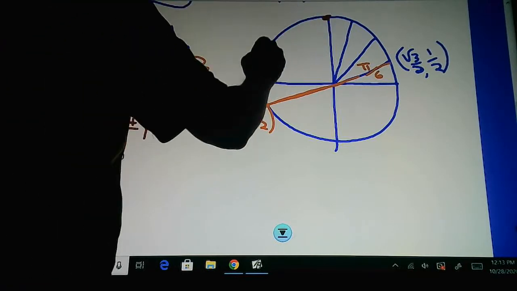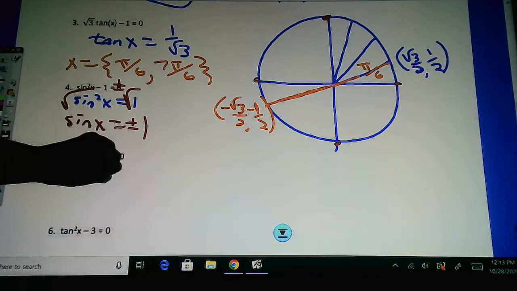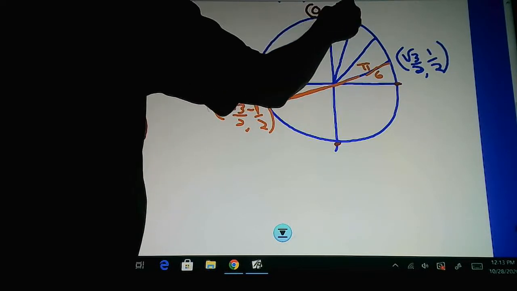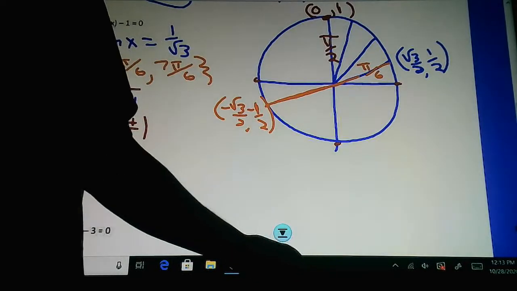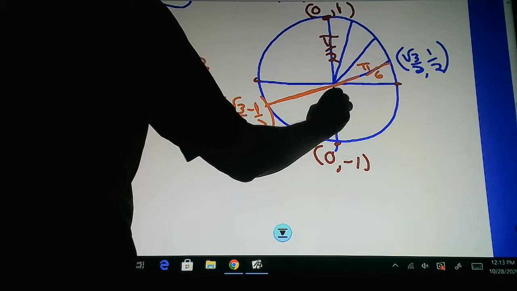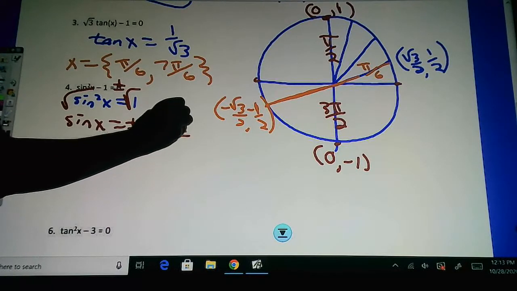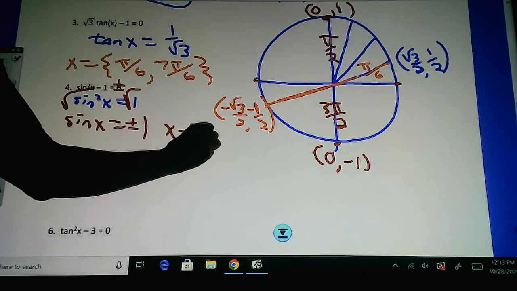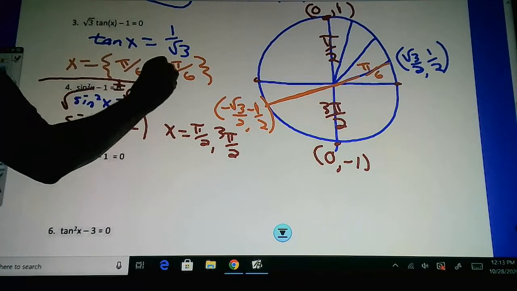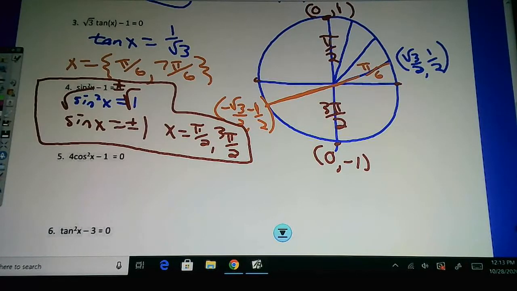That's going to happen somewhere around here, one of those four places where you get your zeros and ones and negative ones. If you look carefully, sine is equal to 1 up here at pi halves. It's also equal to a negative 1 down here at 3 pi halves. So those are your two solutions here. X equals pi halves or 3 pi halves. So this is your solution to number 4. X equals pi halves or 3 pi halves.